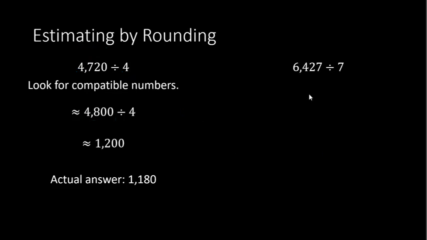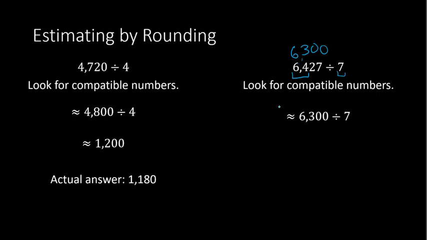Let's take a look at another example. Here we have 6,427 divided by 7. So again, what we can do is look at the 64 and the 7 and see if we can divide that. And we can't, right? It's going to give you a remainder. But what you could do is 63 divided by 7, because 63 divided by 7 is 9, right? So you could put a 63 here and then put 2 zeros at the end. And that would give you a problem that we can do. We can do 6,300 divided by 7.